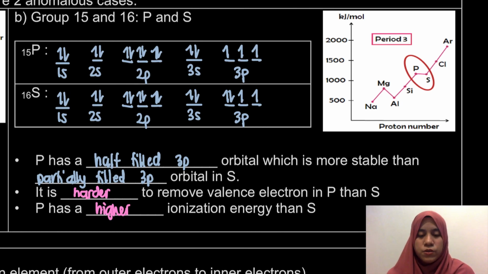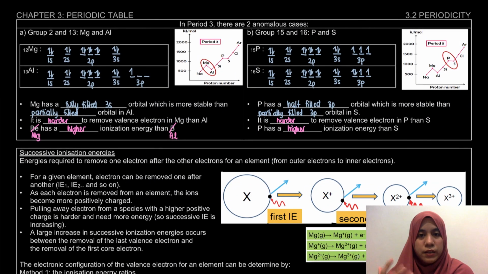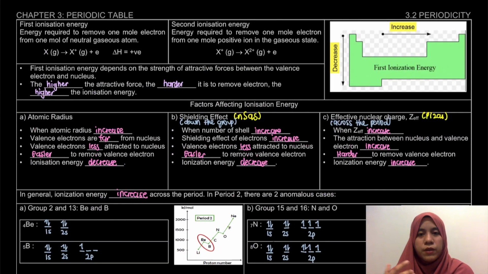Okay, so that's the end of ionization energy, where we have discussed the definition, the factors, and we have looked at the anomalous cases for ionization energy.